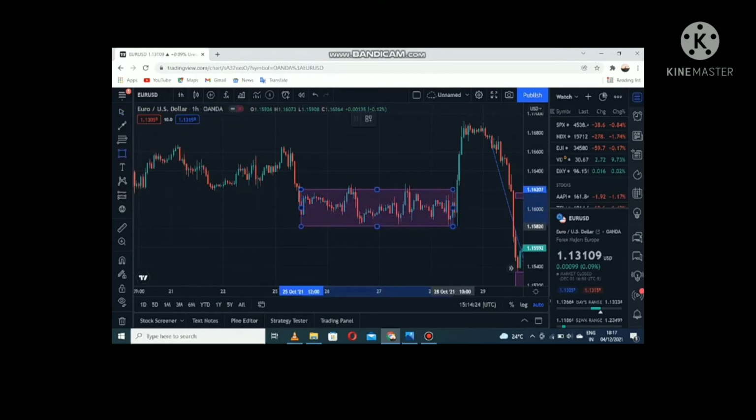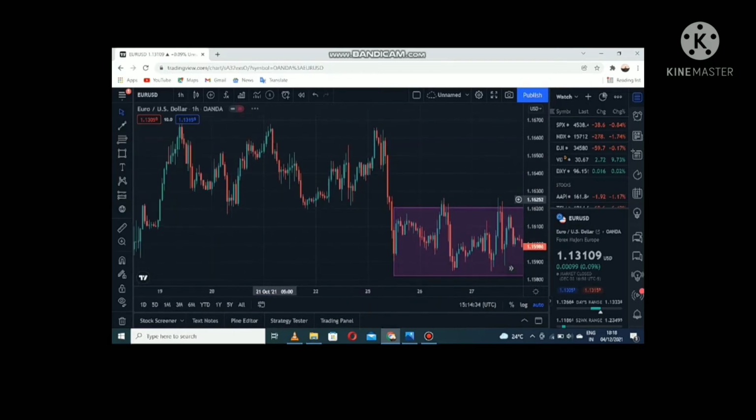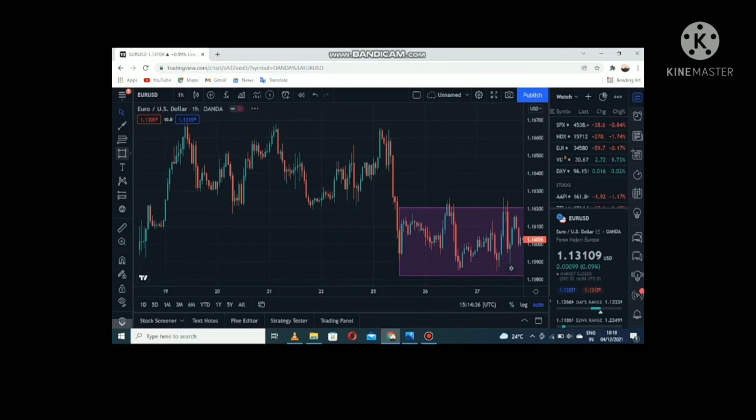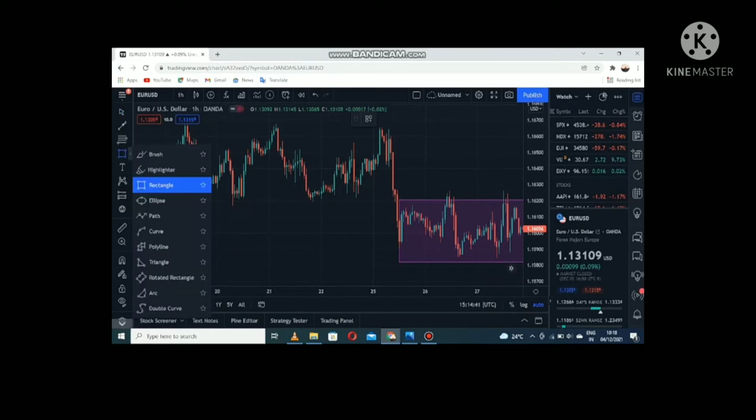Below that, we have a consolidating market around there. That's a liquidity grab. Basically that was very easy to grab, as you can see. So let's get backwards to the chart.